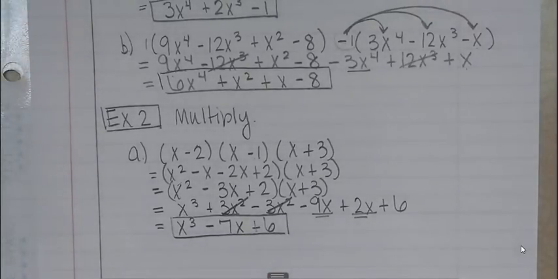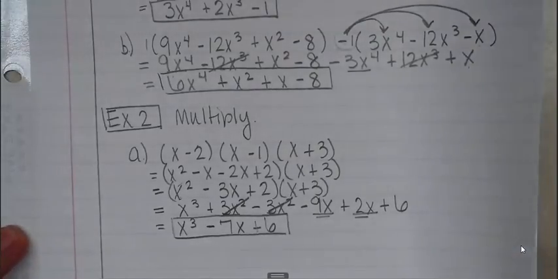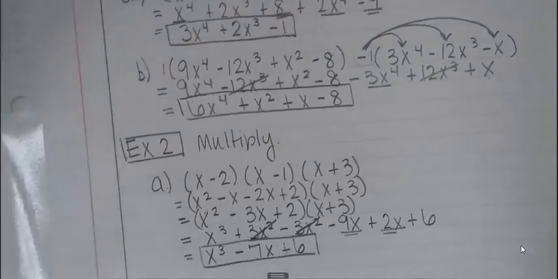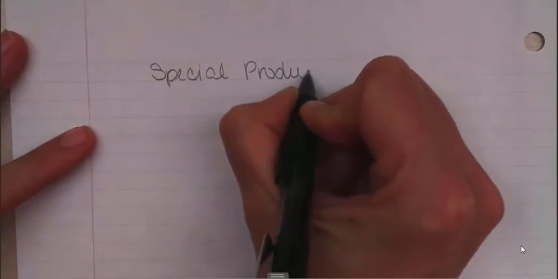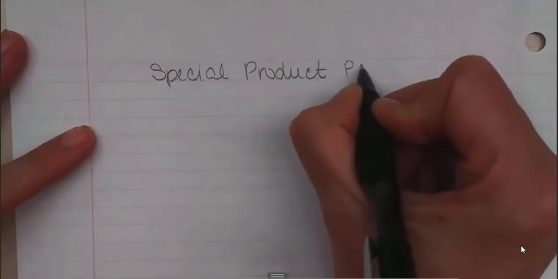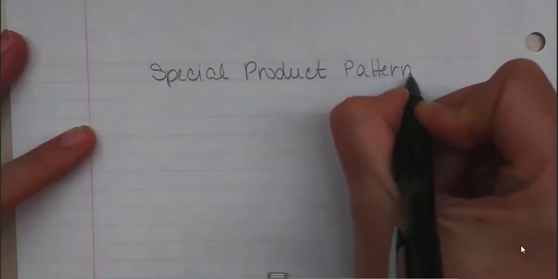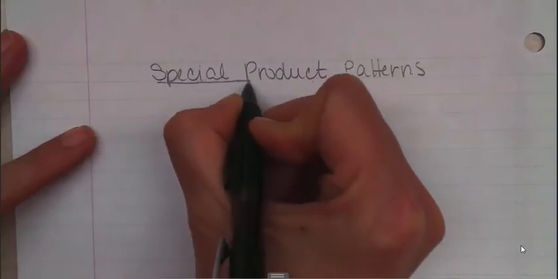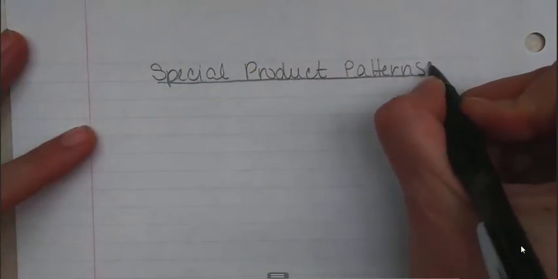Okay, so let's move on to some special product patterns. Now, I think I'm going to, so I can put them all on the same side, I'm going to go ahead and flip over here. These help you recognize little shortcuts. They also will help you, if you can recognize these, they're going to help you be able to factor better.